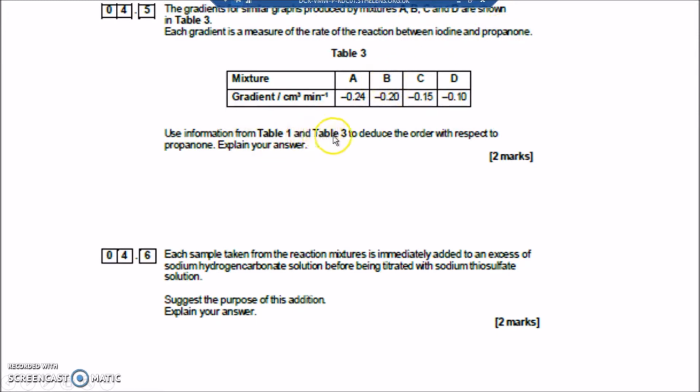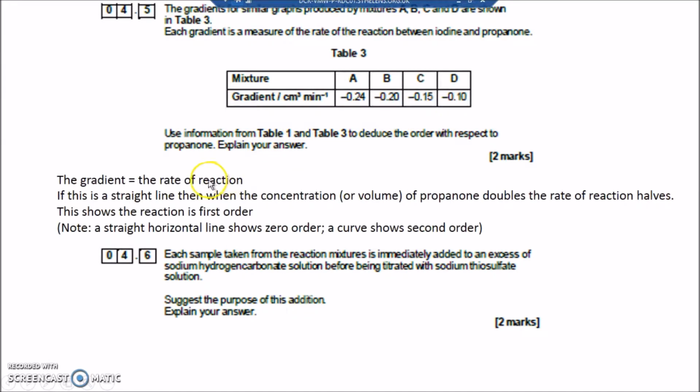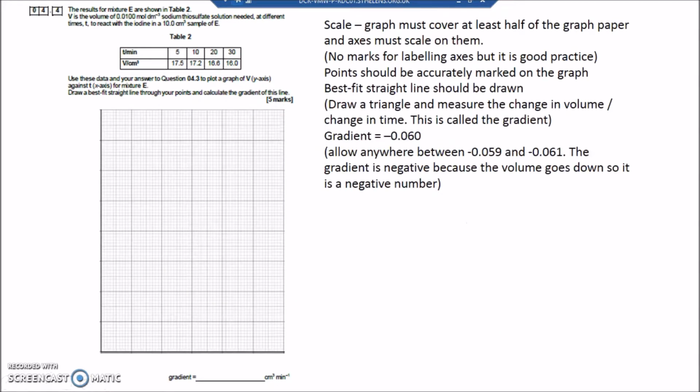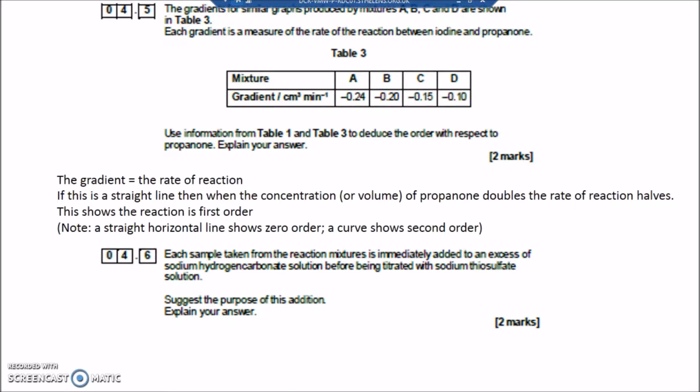Use your information in table 1 and table 3 to choose the order with respect to propanone. Explain your answer. So what you've got is the gradient, the rate of the reaction. If it's a straight line, then the reaction is first order. So the previous one was a straight line, and if it's a straight line, it shows that the reaction is first order, and it's as simple as that.